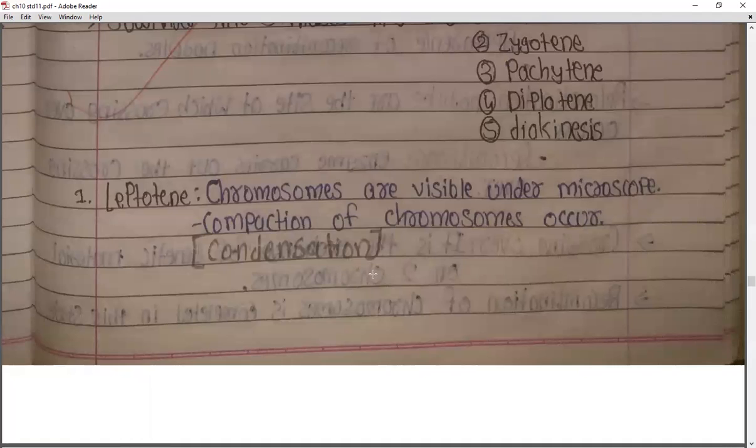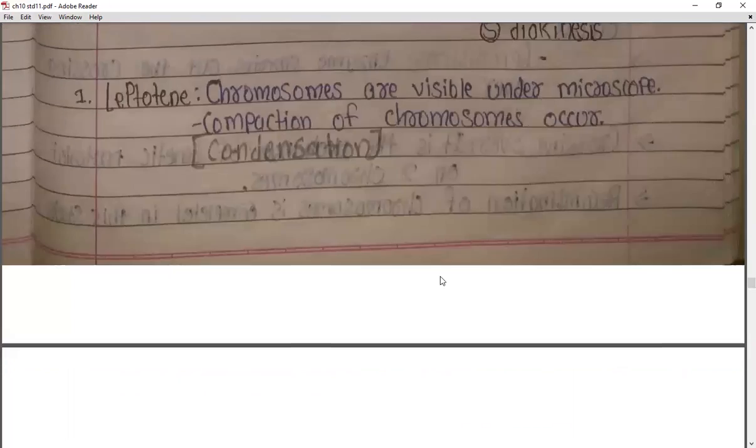So in the leptotene, what happens? The chromosomes are visible under the microscope. You cannot see them with your naked eyes, but when you visualize them under the microscope, you can easily see them, right? Compaction of chromosomes occurs in the first phase of prophase 1, and that is leptotene. So condensation of chromosomes starts to occur in the leptotene phase.